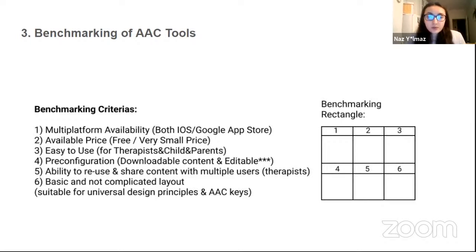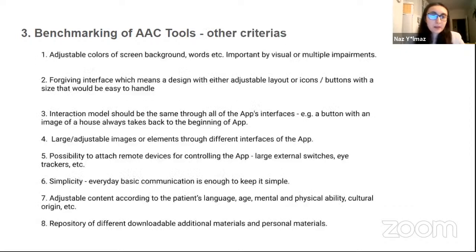Third one, easy to use. This is for therapists, child, parents, anyone who needs this AAC tool. Fourth one is pre-configuration. It should be downloadable content, and this is a must. It really must be editable. Fifth one is ability to reuse, share content with multiple users. This one is for the therapist. And the sixth one, basic and not complicated layout. It should be suitable for universal design principles and AAC case. So these are the criteria that I noted in our benchmarking process.